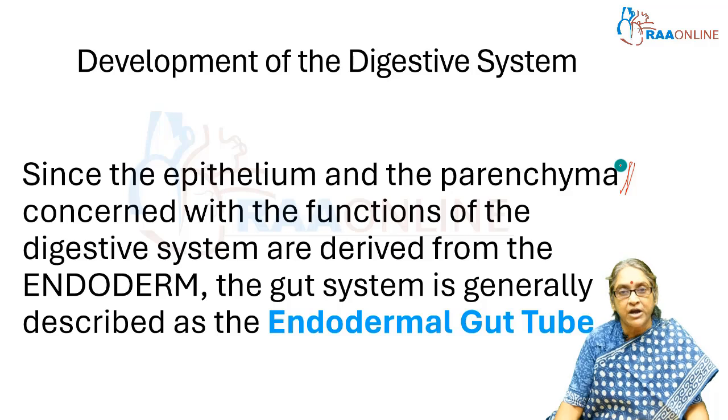So the functional parts of the organs related to the digestive system are all derived from the endoderm. The muscular components and the peritoneal component are not derived from the endoderm. They are from the mesoderm. Nevertheless, we call the gut tube the endodermal gut tube primarily because the functional parts come from the endoderm.